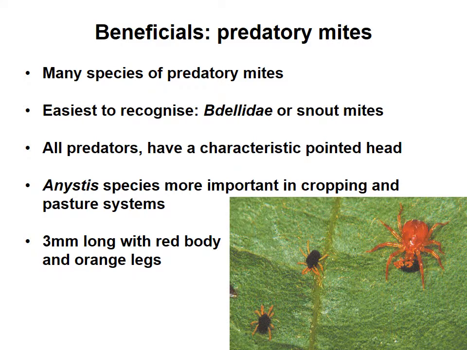In Australia, we have many species of predatory mites, with the easiest to recognise being the snout mites. All these predator mites have a characteristic pointed head, and the Anystis species are the more important ones in cropping and pasture systems. They're about 3 millimetres long with a red body and orange legs. Pictured here is the very fast-moving Anystis species, and it's attacking red-legged earth mites.